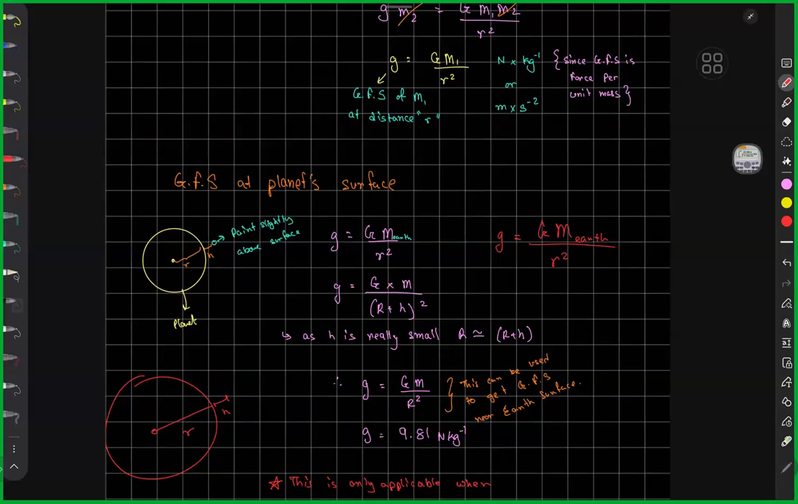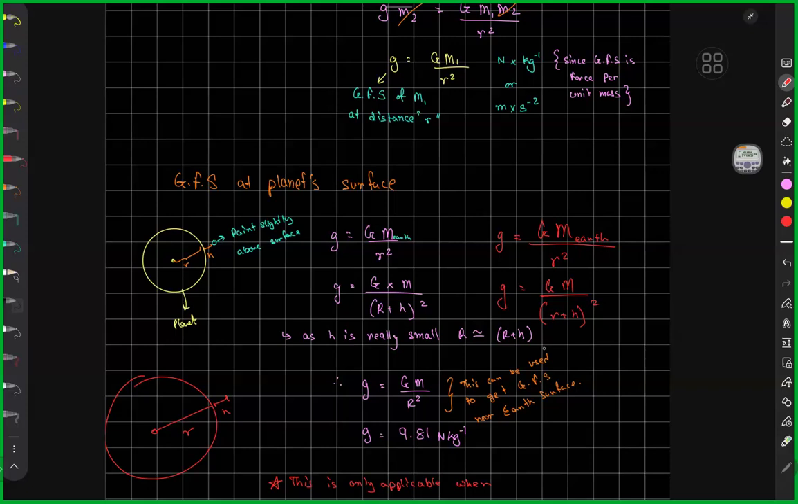Now, to find that out, what can we say the separation is? G m divided by, what is the separation? The separation is radius plus h. Radius plus h, right? R plus h whole square. This is my separation.